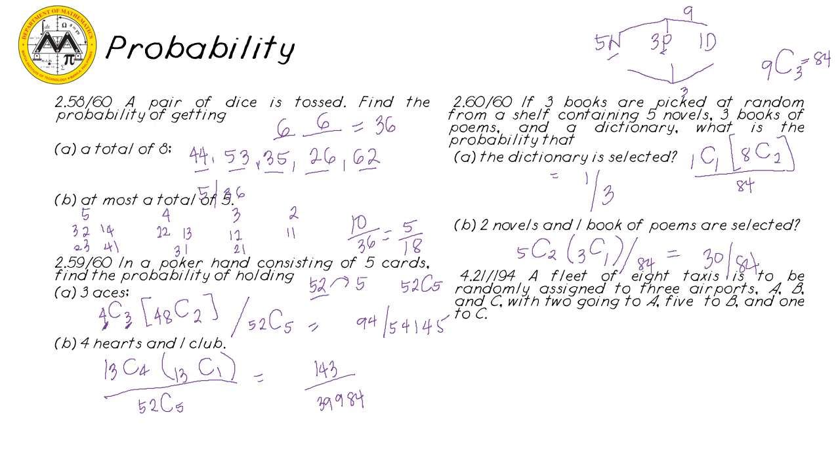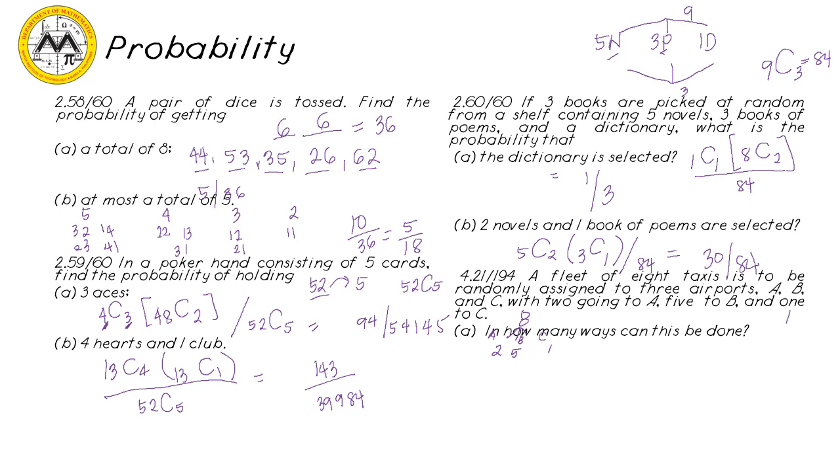Next, a fleet of 8 taxis is to be randomly assigned to 3 airports. So you have 8 and you're going to assign them to 3 airports, A, B, and C: 2 going to A, 5 going to B, and 1 going to C. How many ways can this be done?